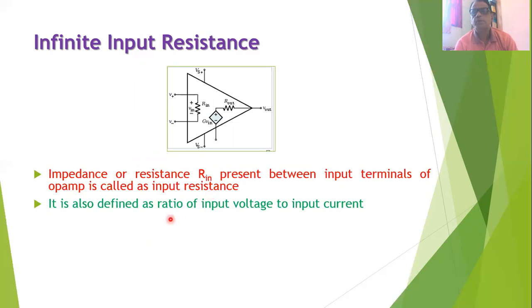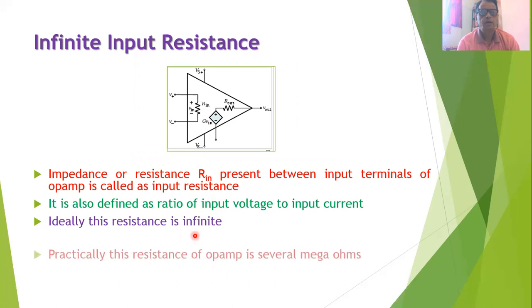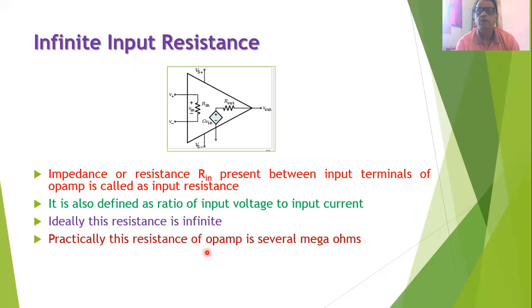Input resistance of the operational amplifier is also defined as the ratio of input voltage to input current. Ideally, this resistance is infinite. That is, ideally, these two input terminals must be open so that the resistance will be infinite. But practically, we cannot have any value as infinite, and you will find that the input resistance of the operational amplifier is very high, in mega ohms, where 1 mega stands for 10 to the power 6.